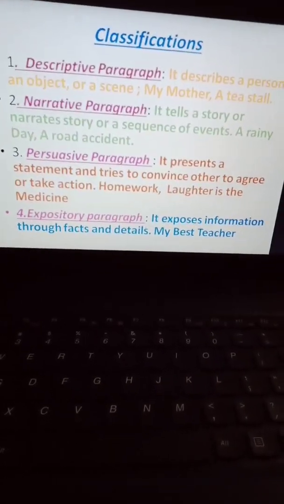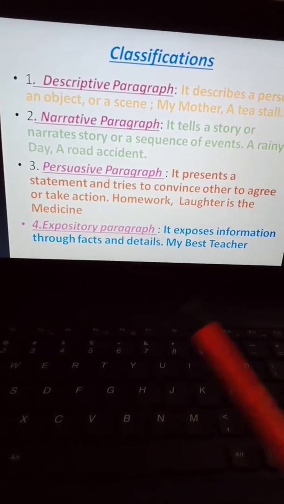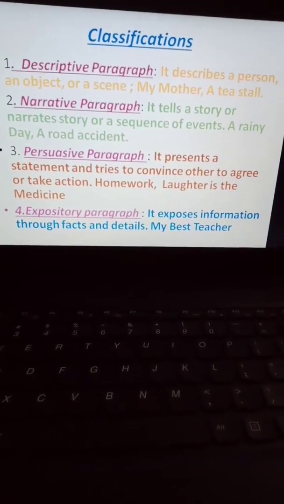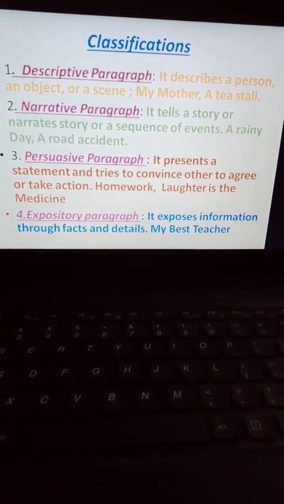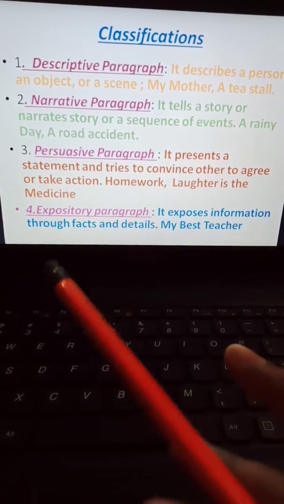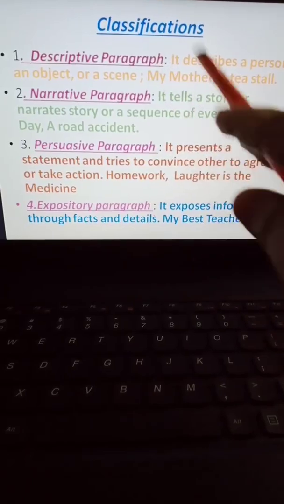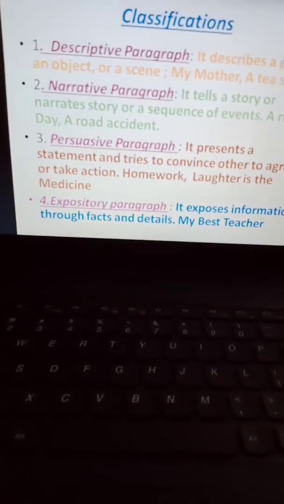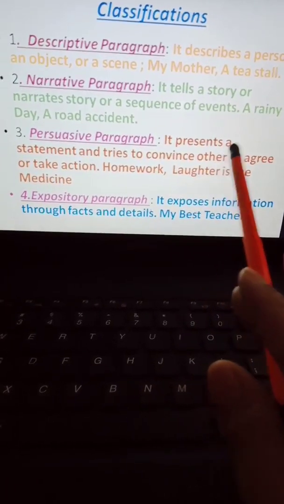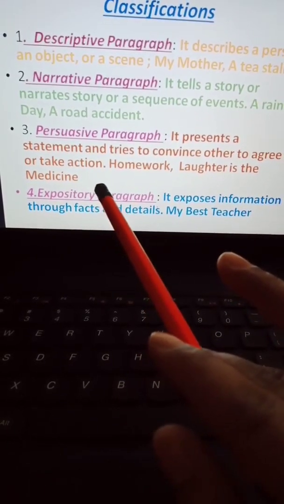Okay, now I'm going to talk about the classifications of paragraphs. There are a lot of categories of paragraphs. Number 1 is descriptive paragraph. It describes a person, an object, or a scene, or a thing or a place. It describes anything. So the example is my mother or a tea stall. Narrative paragraph, it tells a story or narrates a story or a sequence of events, a rainy day or a road accident.